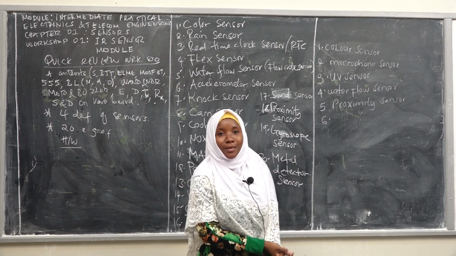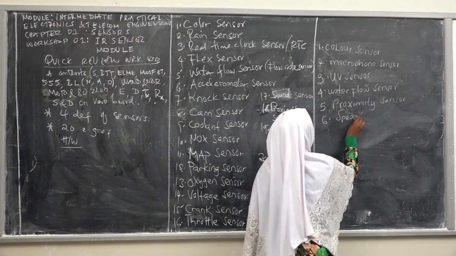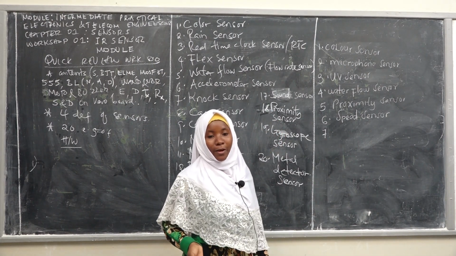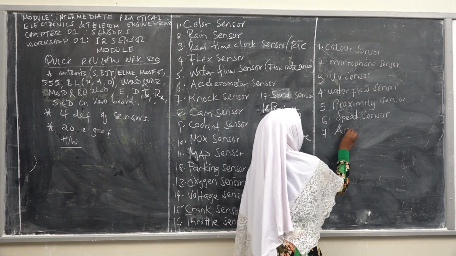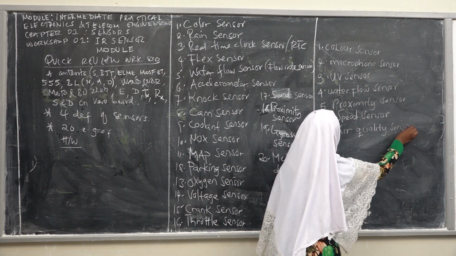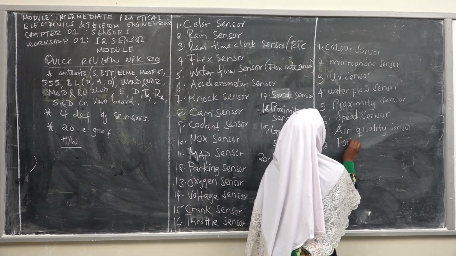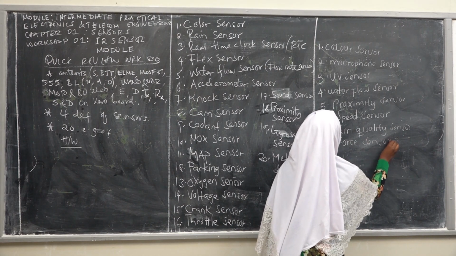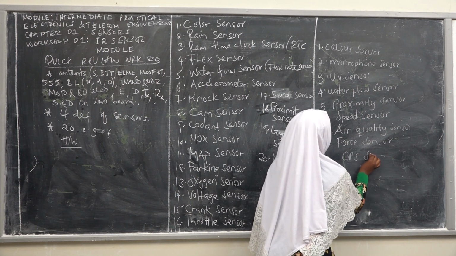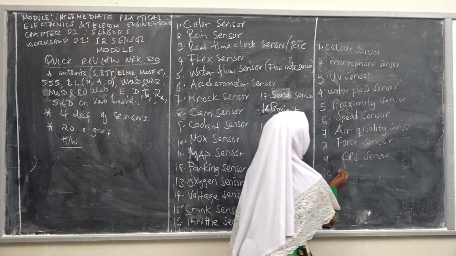The sixth one is rain sensor. The sixth one is speed sensor. The seventh one is air quality sensor. The eighth one is force sensor. The ninth one is GPS sensor. The 10th one is barcode scanner sensor.